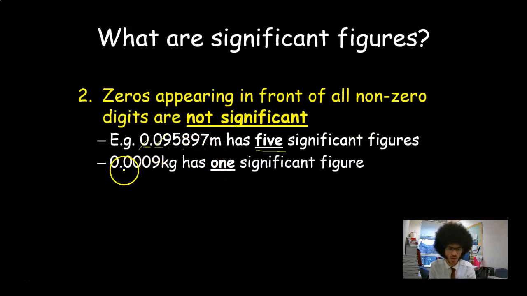As a second example, I've got 0.0009. These 4 zeros here, there's no non-zero numbers between them or before them or after or anywhere. So those 4 we can ignore when we're dealing with significant figures. So this number only has 1 significant figure.